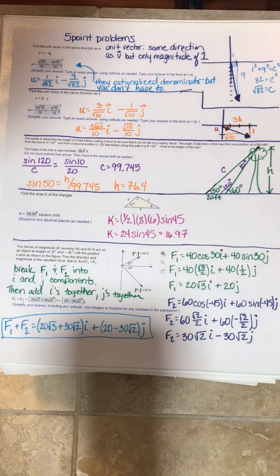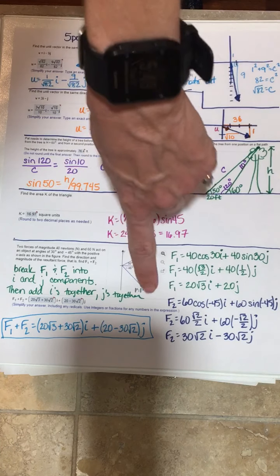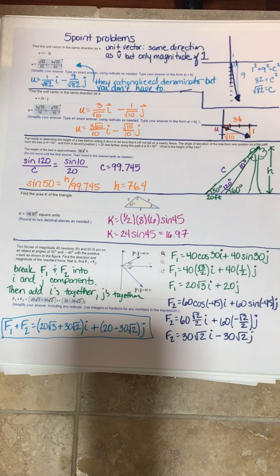Okay, here's a tough one. It says two forces of magnitude 40 newtons and 60 newtons act on an object at angles of 30 degrees and negative 45 degrees with the positive x-axis as shown in the figure. Find the direction and magnitude of the resultant force. A resultant force is just adding two forces. And the way we add forces is by breaking them down into their I and J components. Then we can add the I components and add the J components. And that will be our resultant force.